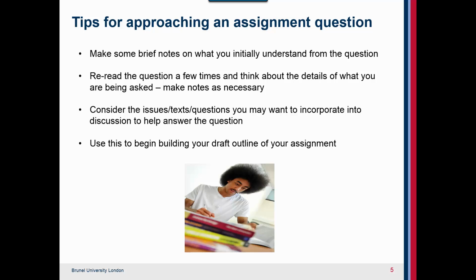Consider the issues, texts or questions that you may want to incorporate into the discussion to help answer the question. So now we're moving away from just the question as a sole independent question, but you're looking at it in terms of the other issues and questions and debates that maybe you have considered in the other modules that you've studied in the course. So we're beginning to locate the question within the context of your particular field of study. And use this to begin building your draft outline of your assignment. So actually, by decoding and breaking down your assignment question, you can use this to build a skeleton of a draft and also as a plan.